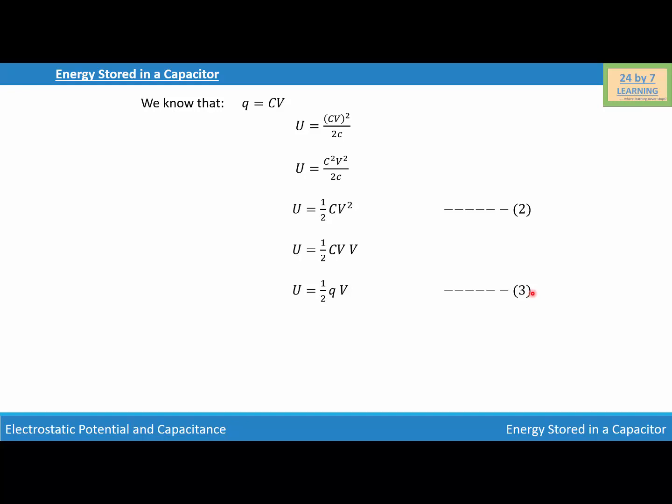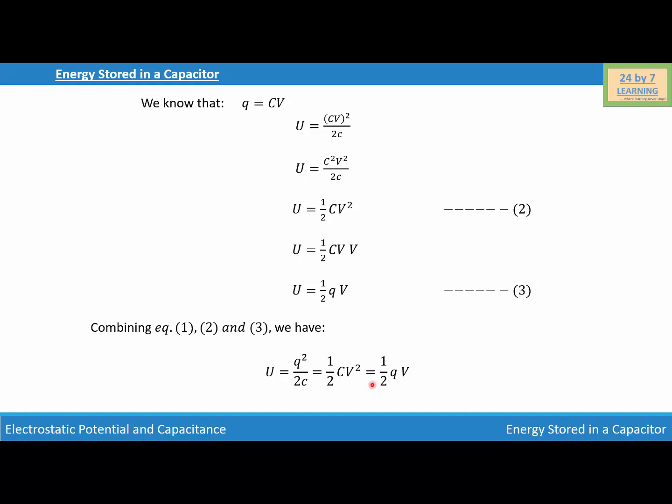So basically we have 3 equations for the energy stored in the capacitor. So if we combine equations 1, 2 and 3, we have U is equal to Q square over 2C, and that is equal to 1 over 2 CV square, and that is equal to 1 over 2 QV. So basically we have 3 equations, and depending on what is given in the expression or in the problem, we can use one of these 3 equations to find the energy stored in the capacitor.